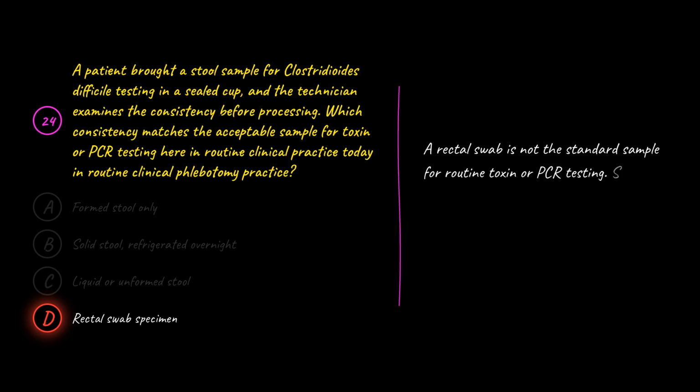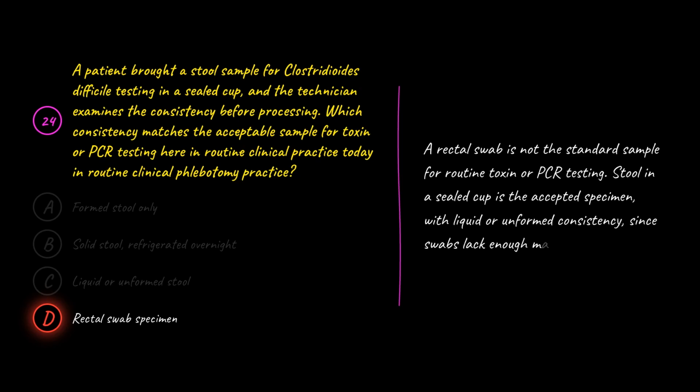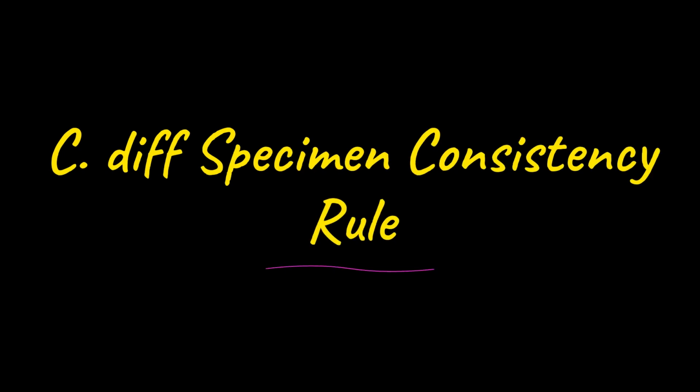PCR testing. Stool in a sealed cup is the accepted specimen, with liquid or unformed consistency, since swabs lack enough material for the assay. The consistency requirement for Clostridioides difficile testing is one of the most clinically important pre-analytical rules in the microbiology lab. It exists not as an arbitrary standard, but because stool consistency is a direct proxy for active disease versus asymptomatic colonization.